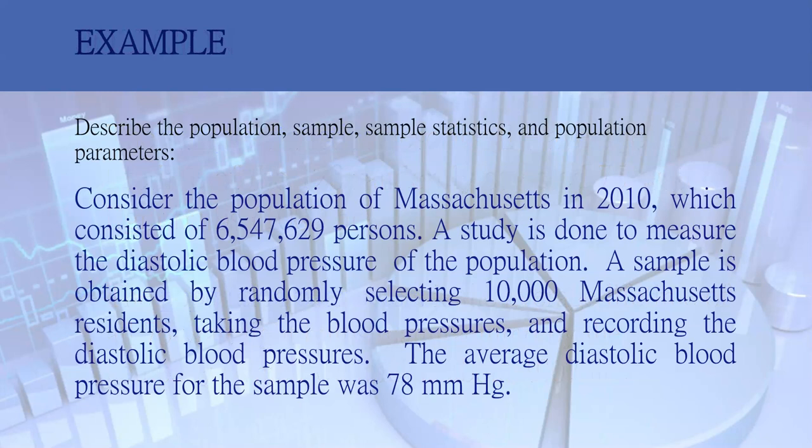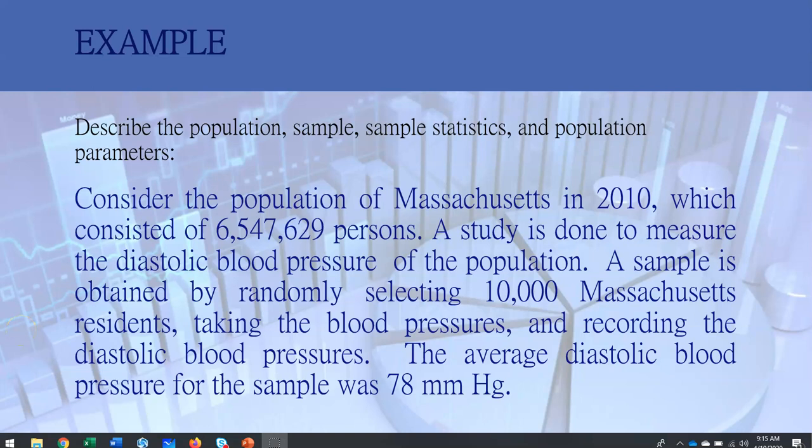Okay, here's another one. So consider the population of Massachusetts in 2010, which consisted of 6,547,629 persons. A study is done to measure the diastolic blood pressure of that population. A sample is obtained by randomly selecting 10,000 Massachusetts residents, taking their blood pressures, and then recording the diastolic blood pressures. The average diastolic blood pressure for the sample was 78 millimeters of hemoglobin.